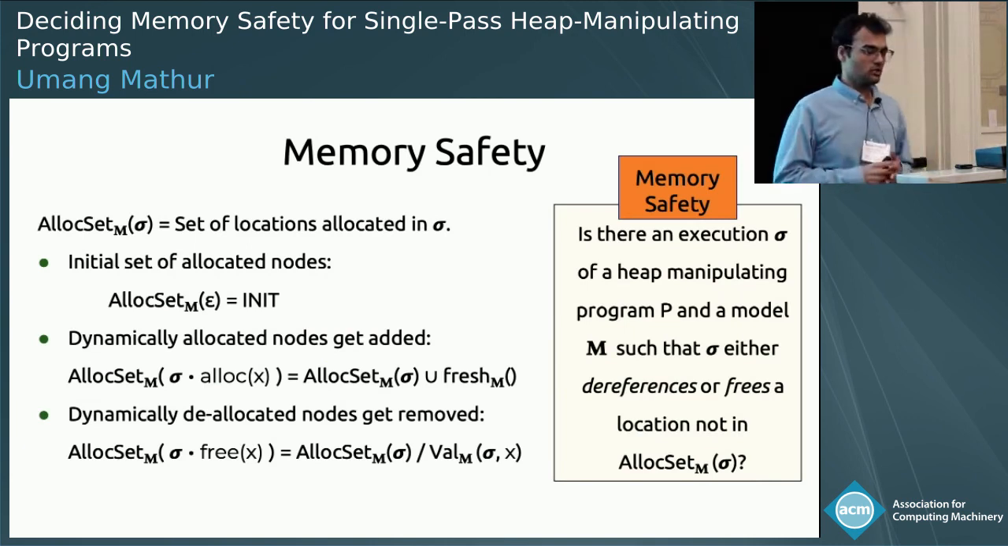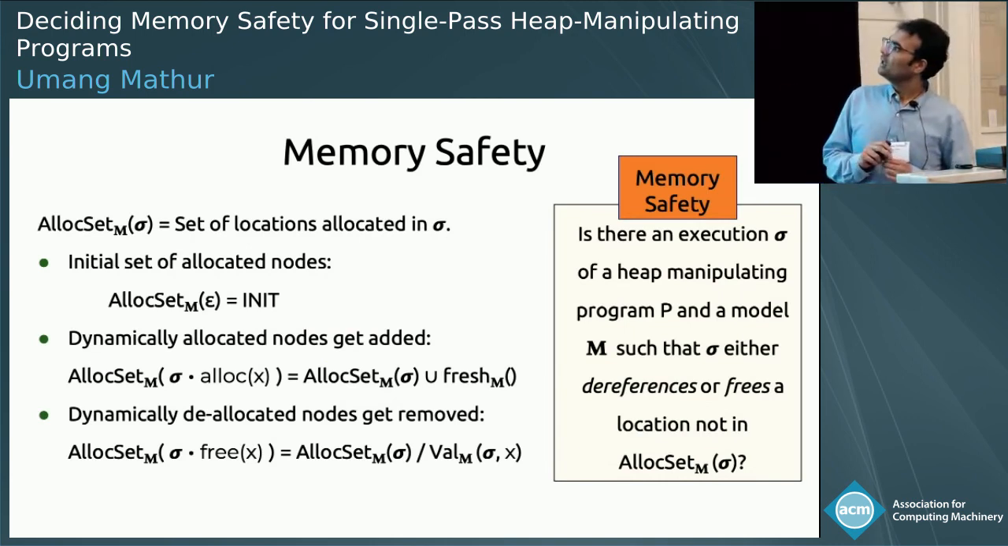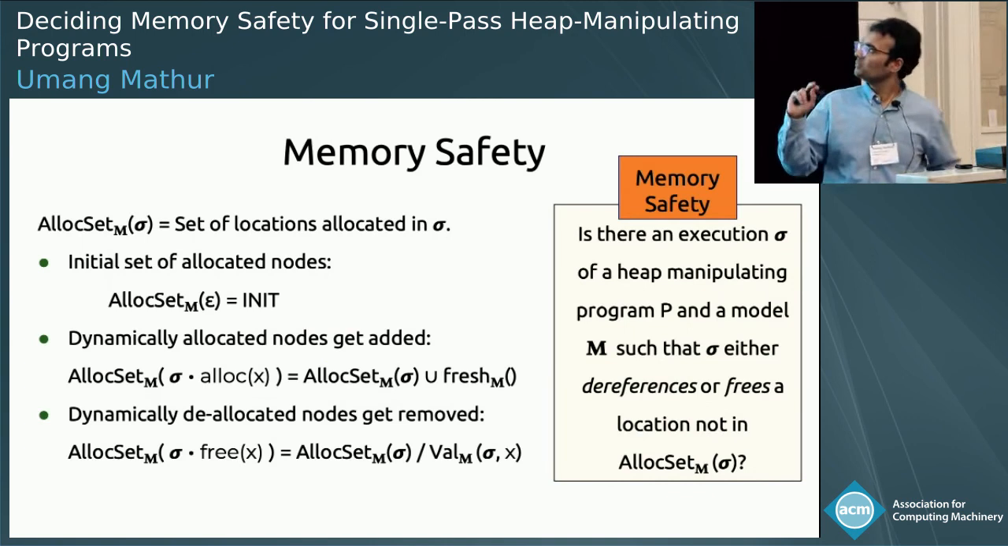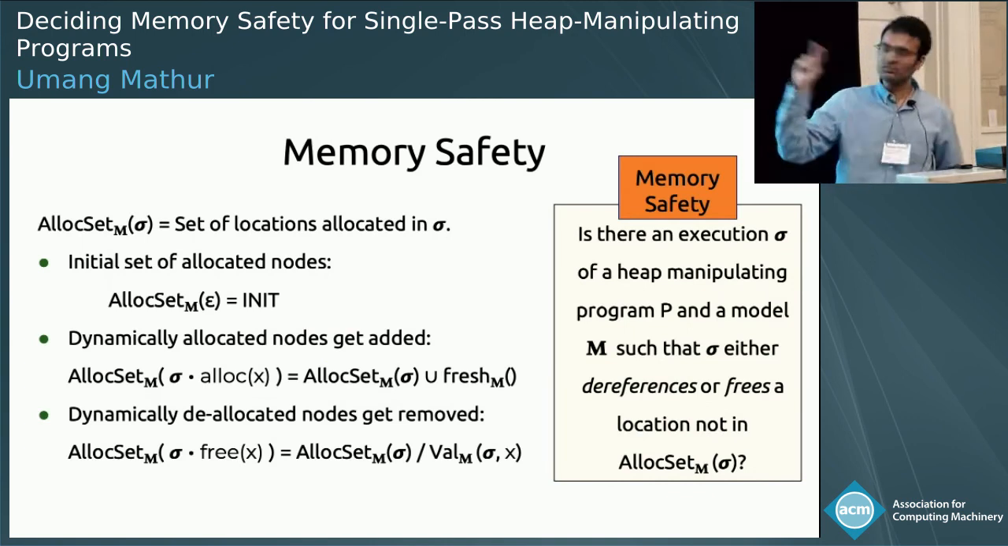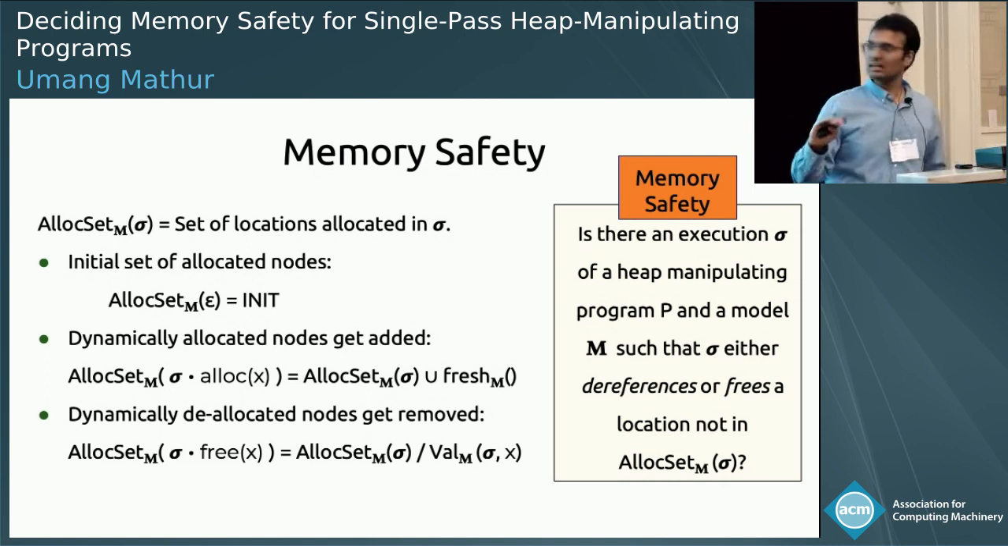With this, let's move on to the next segment, which is memory safety. Here I've defined the problem of memory safety sort of formally. So for an execution, sigma, you can define the set of allocated nodes as follows. In the beginning, you have some set init. And as you proceed and, let's say, allocate a new node, then you add a fresh node into the set, and when you free a node, you remove it from the set.